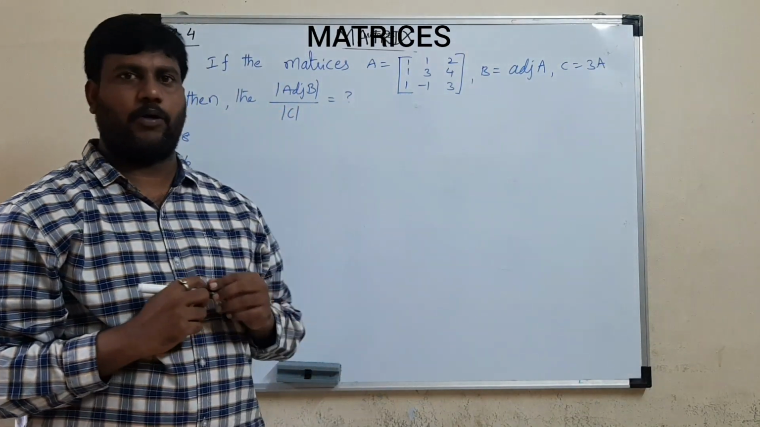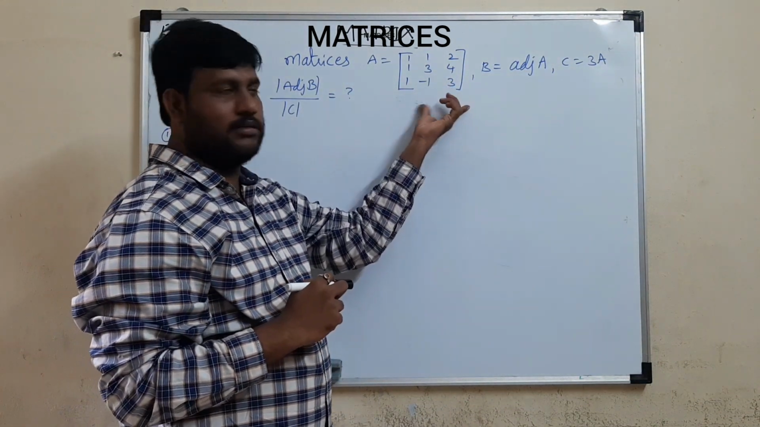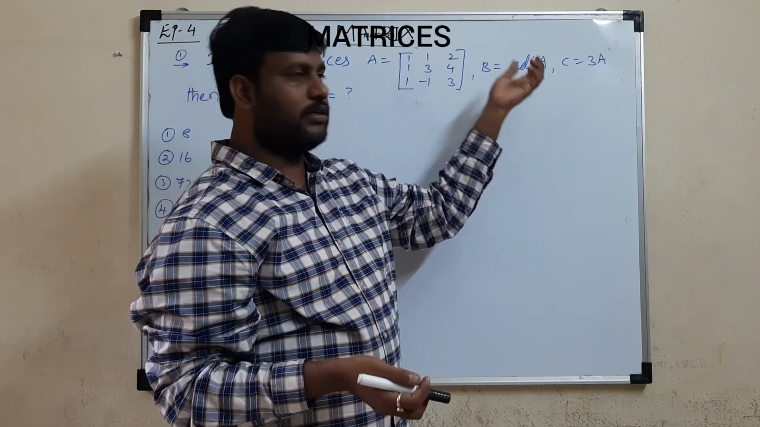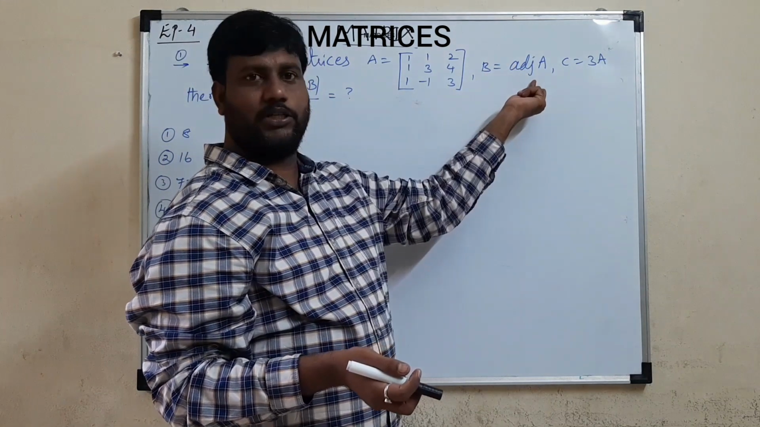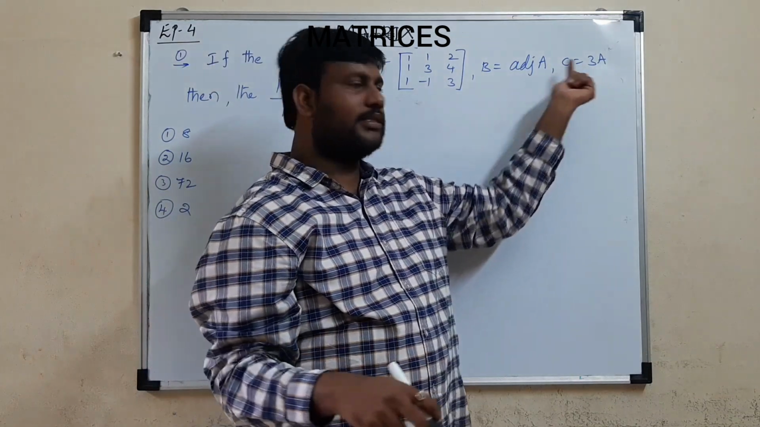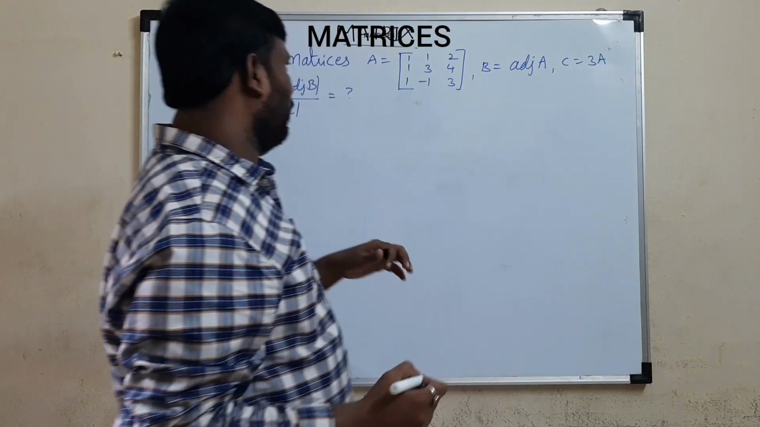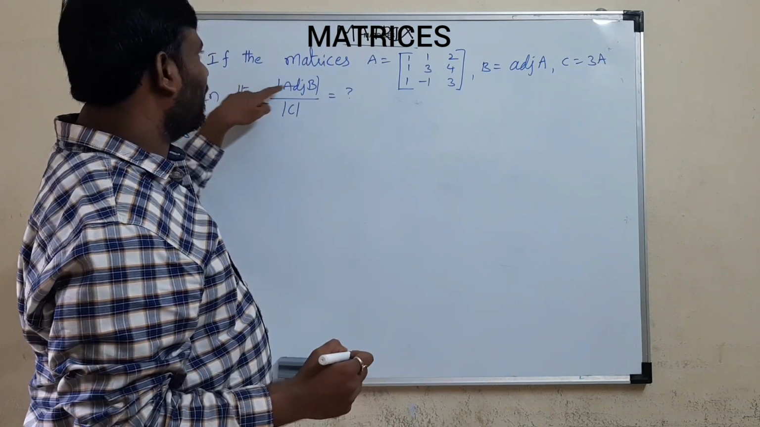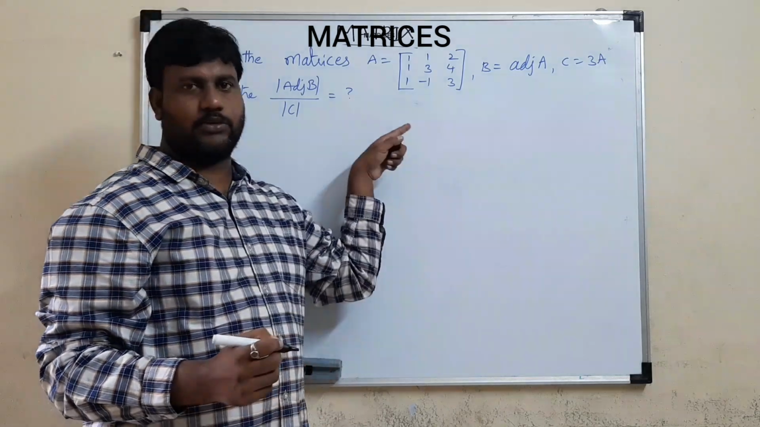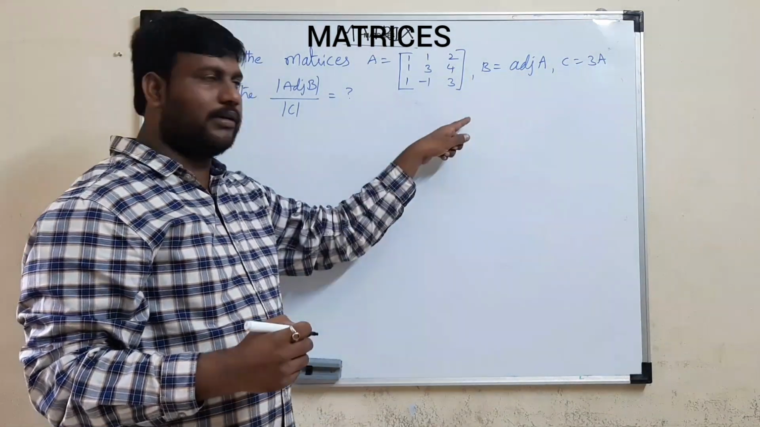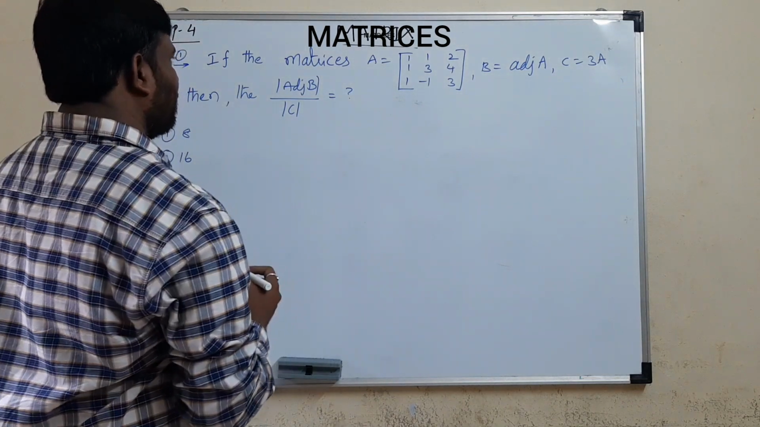Students, let us go for the problem solving. Here the matrix A is given, and matrix B is given indirectly depending on A: B is equal to adjoint A. C is given as 3A. Then we need to find det of adjoint B by det C. So this is a very important question. It appeared recently in the January JEE Mains. See, it's very simple.